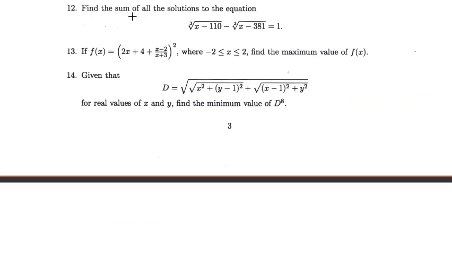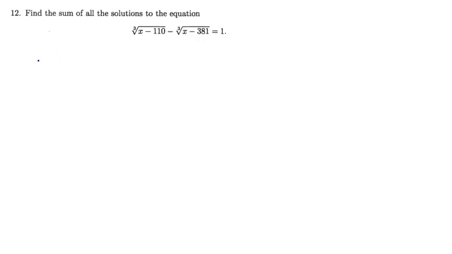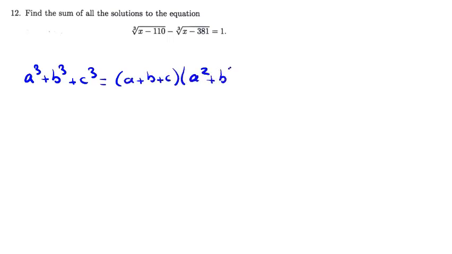Find the sum of all the solutions to the equation cube root of x minus 110 minus cube root of x minus 381 equals 1. For solving this problem, you should know an important identity. The identity is what? a cubed plus b cubed plus c cubed minus 3abc equals a plus b plus c times a squared plus b squared plus c squared minus ab minus ac minus bc.